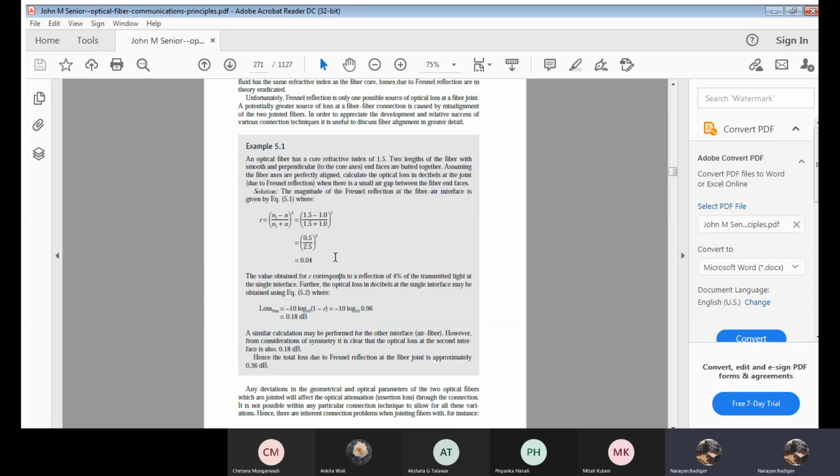Next, we calculate the Fresnel loss, or the loss due to this Fresnel reflection, in terms of decibels. In terms of percentage, it is 4; in terms of decibels, we need to calculate it. It is minus 10 into log of 1 minus R to the base 10. So minus 10 into log of 1 minus 0.04, which is 0.96, to the base 10. If we calculate, I get 0.18 decibels. This is a simple direct substitution problem; just remember the equation N1 minus N divided by N1 plus N, whole square, from which I get the magnitude of the reflection.